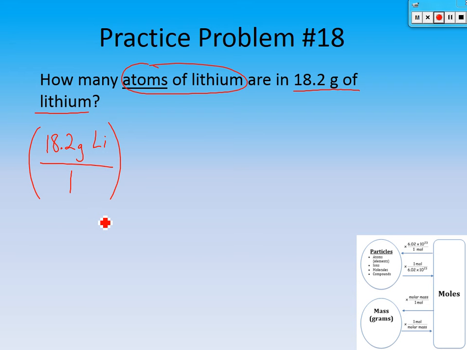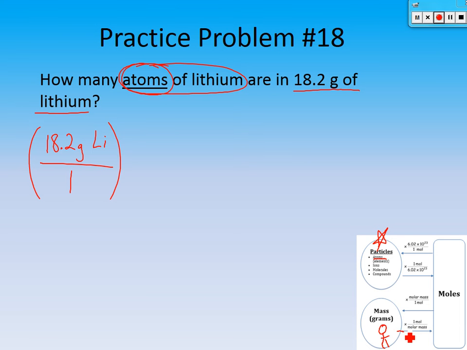Okay. Step 3, let's go to the roadmap. If they give us grams of lithium, so right now we're at grams. Okay, there's where you're at. And we want to go to atoms. That's our destination. Well, we see atoms up here in the particle circle. So there's where we want to go. How do we get there? There's no shortcut. You've got to go through moles.